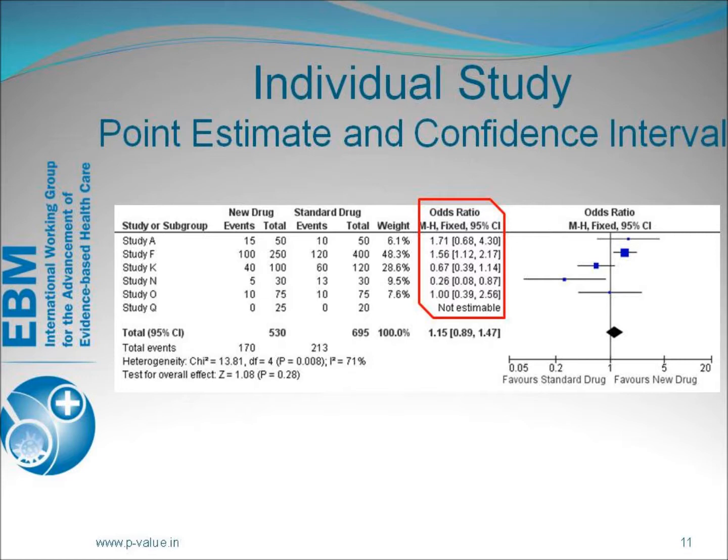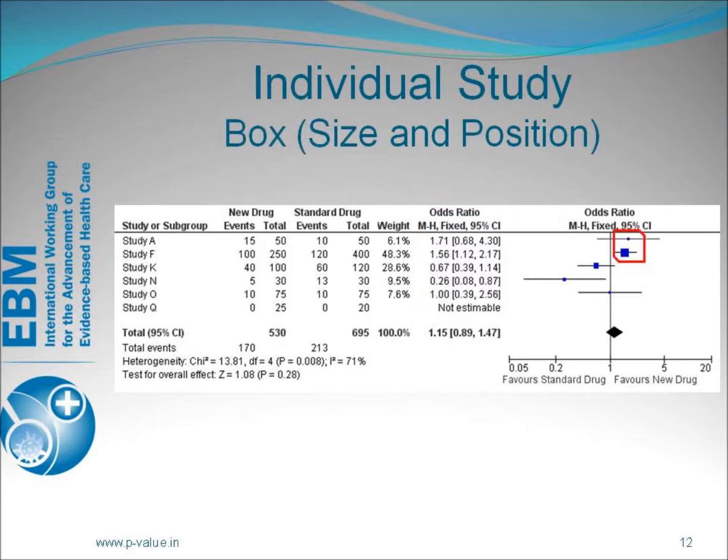In the above example, odds ratio was the outcome measure for cure. Mantel-Haenszel method was used with a fixed model, and the point estimate and 95% confidence intervals were created. Study A shows an odds ratio of 1.71 and a confidence interval of 0.68 to 4.30. Each row in the table represents the details from one study, and now that we understand what each of these values mean, you will understand the graph easily.